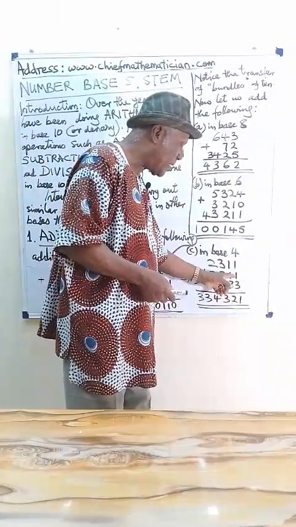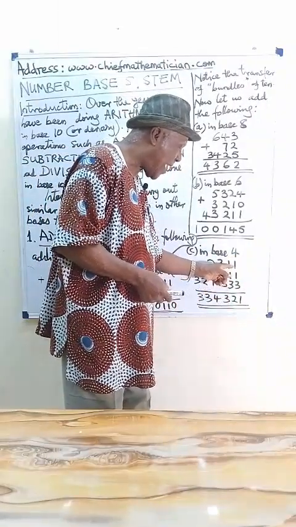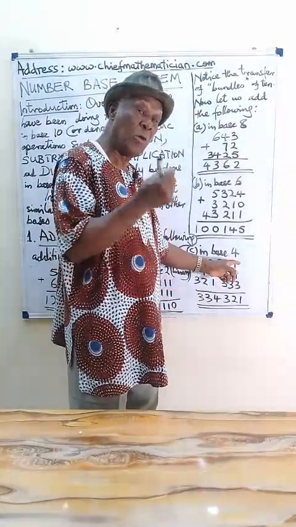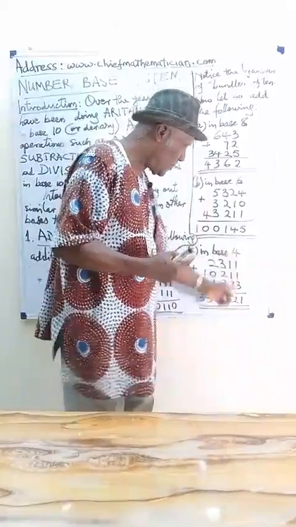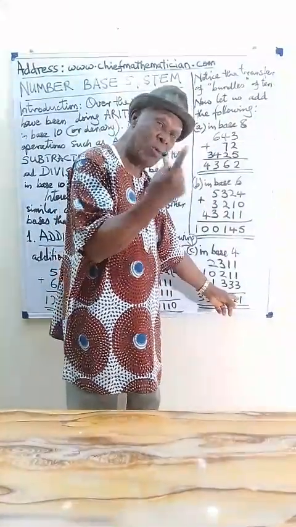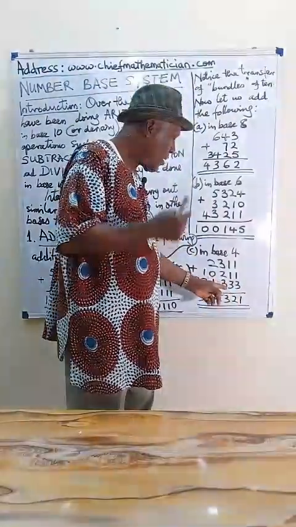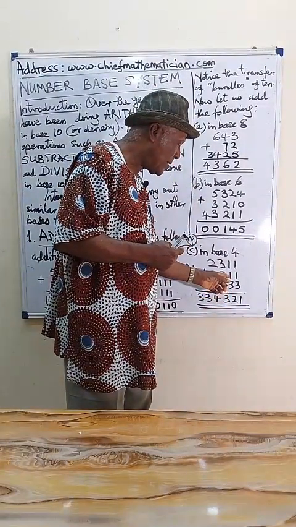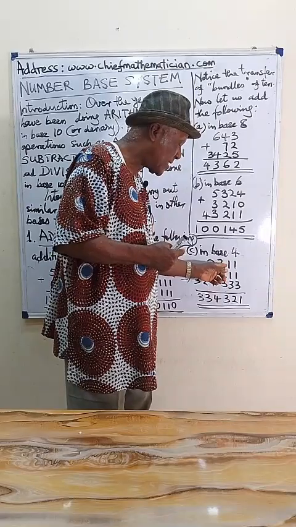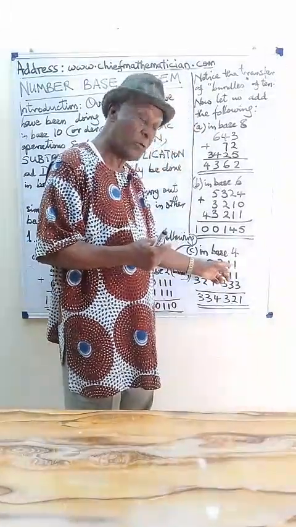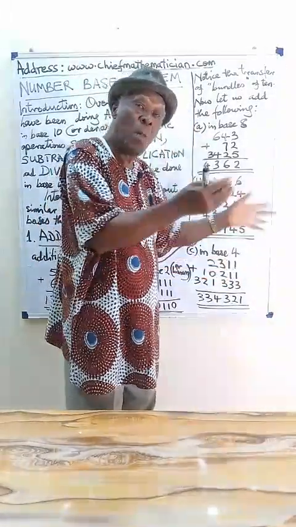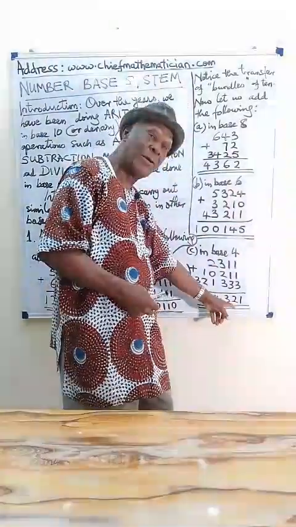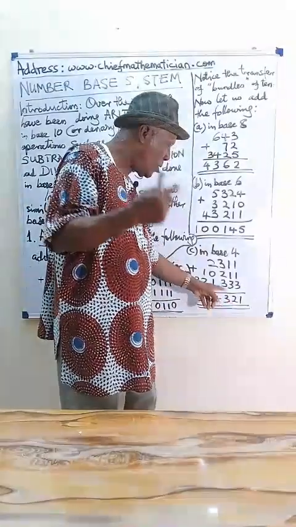3 plus 1, 4, plus 1, 5. 5 in base 4 is one bundle of 4, remainder 1. So you put the 1 down and carry one bundle of 4. That 1 plus 3 is 4, plus 1, 5, plus 1, 6. In base 4, 6 is one bundle of 4, remainder 2. So you put that 2 down and carry the one bundle.